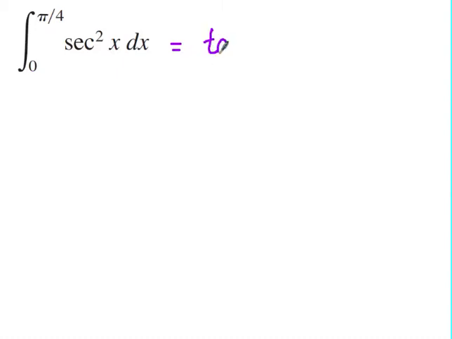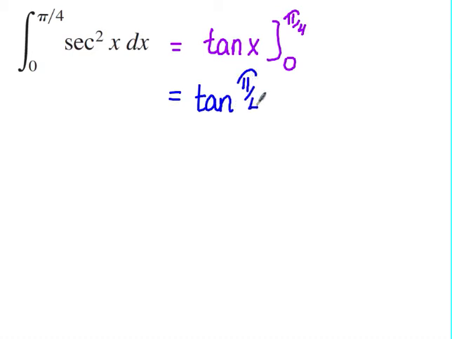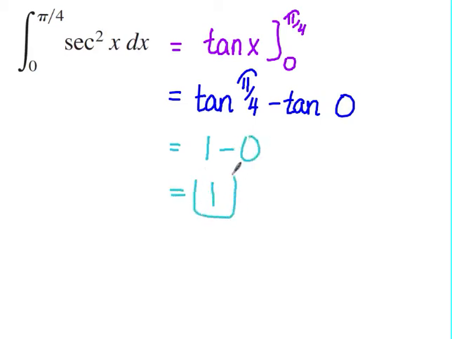So I'm evaluating tangent of x from 0 to pi over 4. I plug in pi over 4, so I get the tangent of pi fourths minus the tangent of 0. What's the tangent of pi over 4? It's the tangent of 45 degrees, which is 1. What's the tangent of 0? 0. So my value is 1.